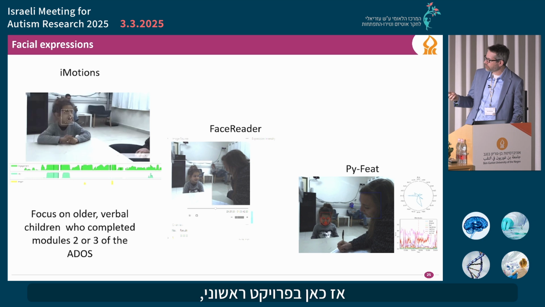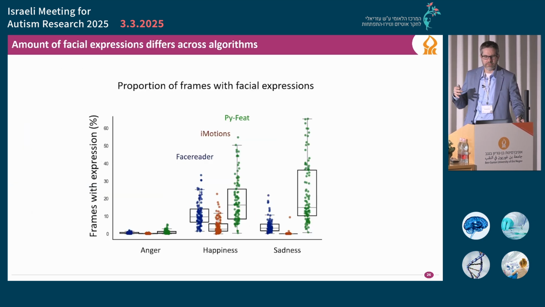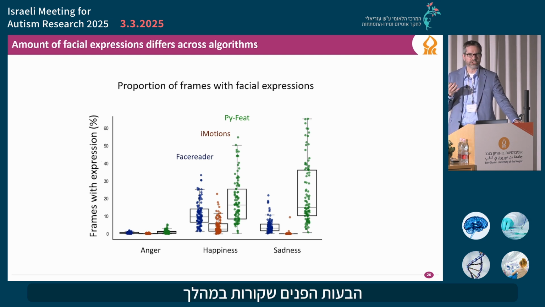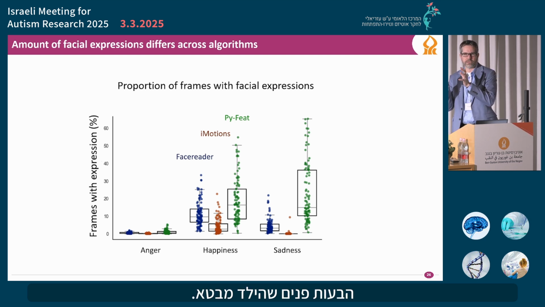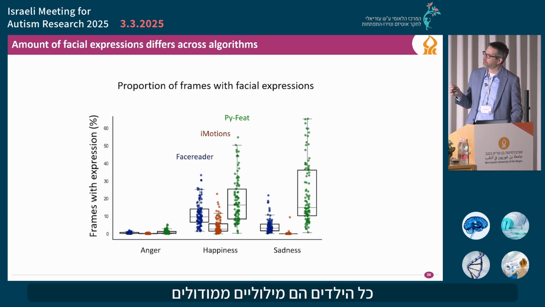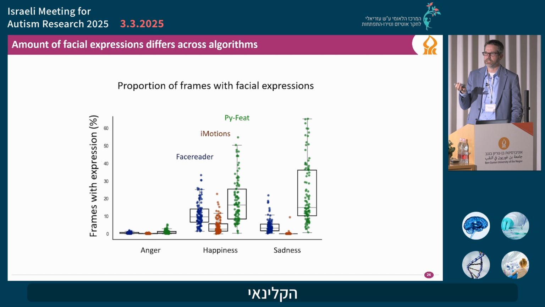And so here in an initial project, we actually looked just at the quantity of facial expressions that happen during an ADOS, and these are facial expressions that the child is expressing. These are all verbal children from modules 2 and 3, so they're sitting in front of the clinician and facing them.